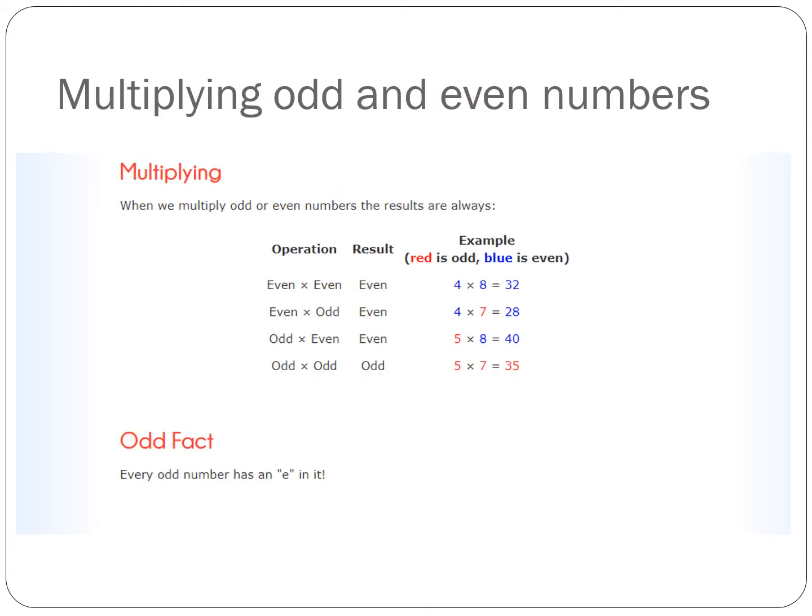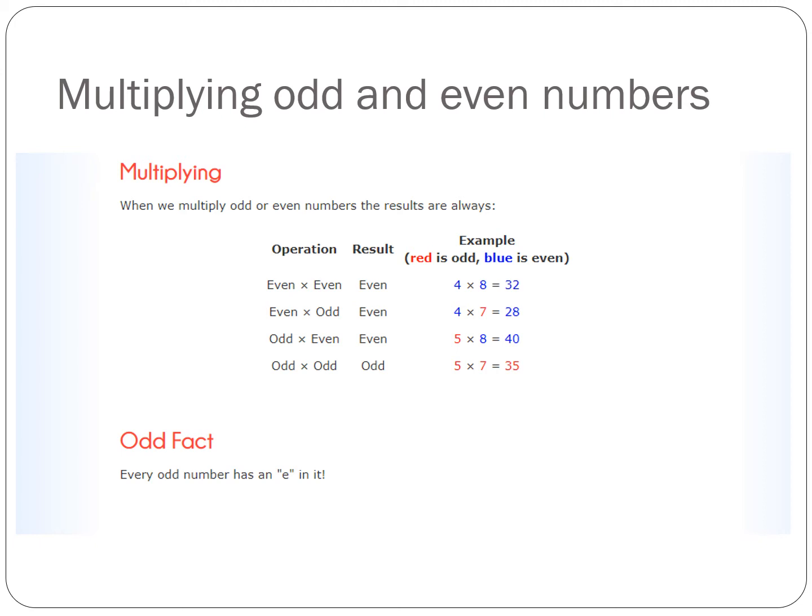Let's look at multiplying odd and even numbers. When we multiply odd or even numbers, the results are always the following. Once again, on the left side is the operation, what we do. In the middle is the result, which we will get. And at the right side is the example. Again, the red color numbers are the odd numbers, and the blue numbers are the even numbers.